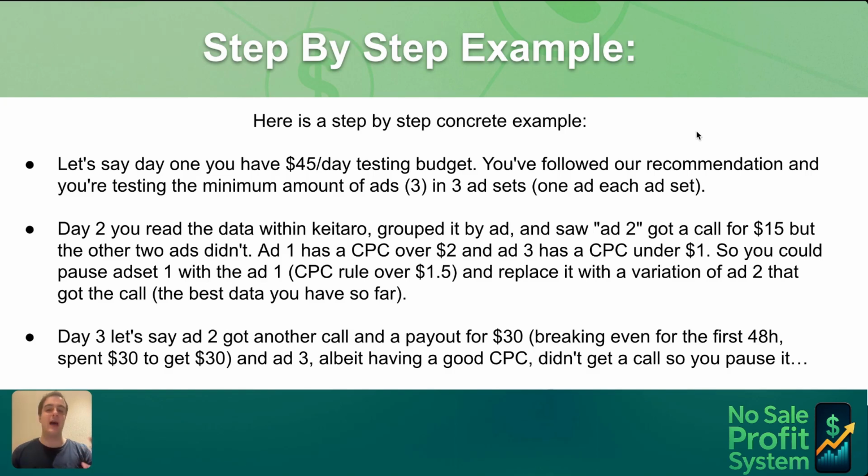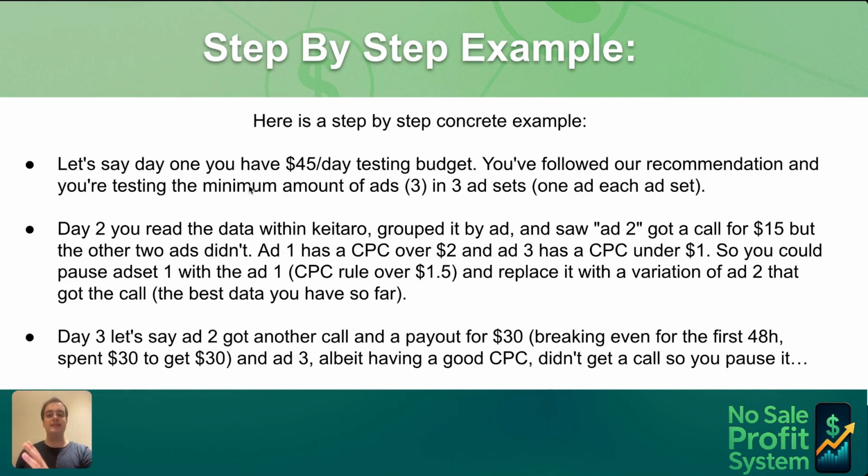So here's a step-by-step example, guys. And this is the last abstract example we're going to have, because after that, in the next few classes, I'm actually going to screen share and in practice show you what I mean by scaling, how to create variations of your ads, and all this fun stuff. So here's a step-by-step example. Let's say day one, you have a $45 testing budget. You followed our recommendation. You're testing the minimum amount of ads, let's say 3 ads, each in one ad set. So 1 ad in each ad set.